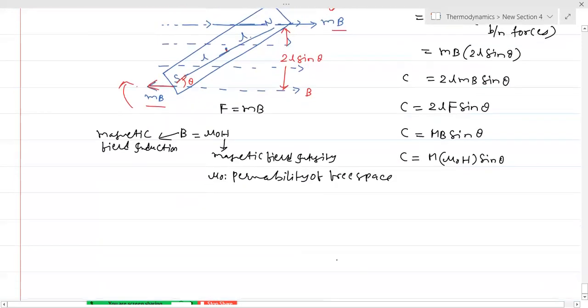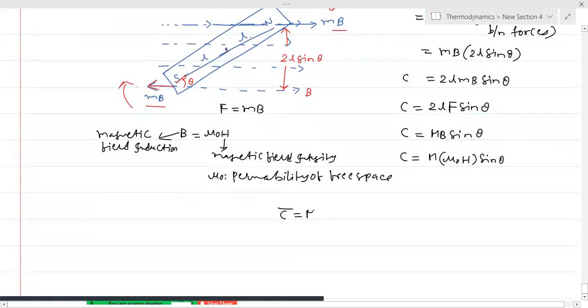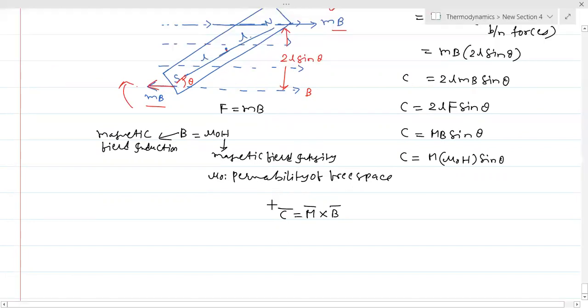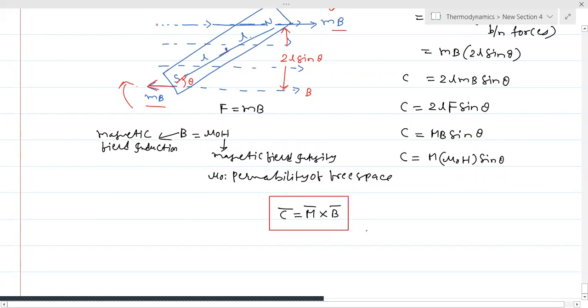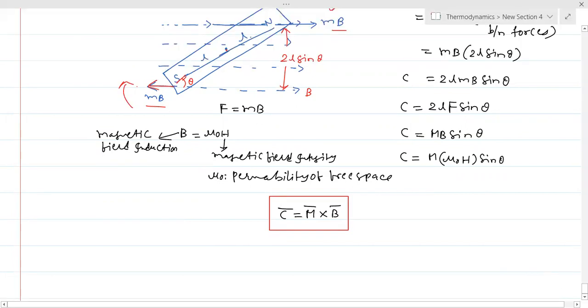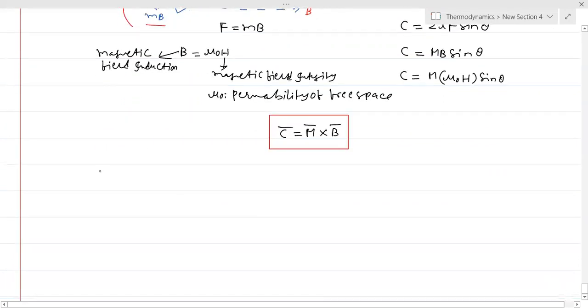The couple C bar equals MB sine theta, which can also be taken as M bar cross B bar. M bar is the magnetic moment and B bar is the magnetic field. So here we need to analyze the couple. What actually is the couple?